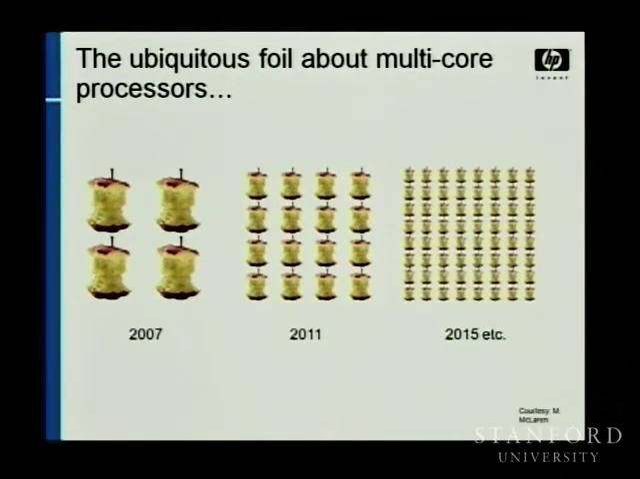Murray McLaren from HP Labs. This slide is making its way around the world. This is a good model for what the world is. So 2007 quad core, 2011 16 core, 2015 more cores than you know what to do with.